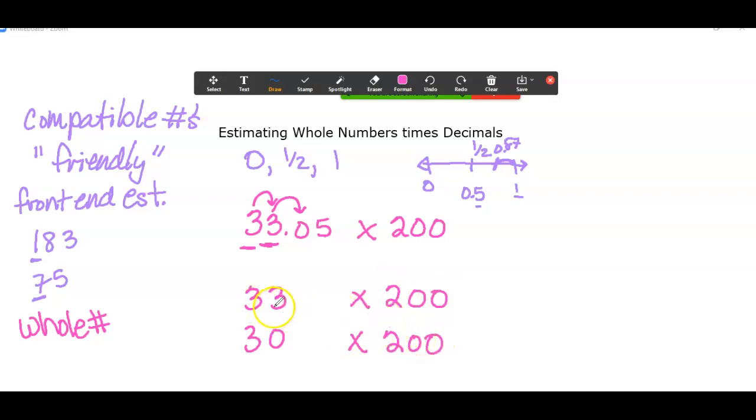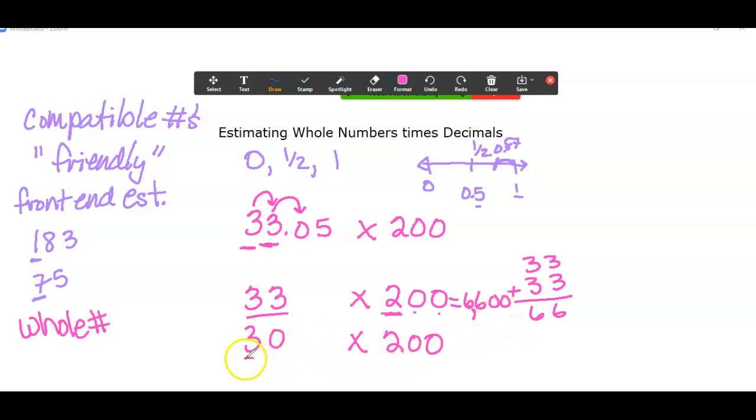Okay, well, so now I do the fact. 33 times 2. Well, remember 33 times 2 is the same thing as 33 plus 33. So I can get that in my head, right? So this would be a 66, and then I still have 2 zeros. So this estimate is 6,600.